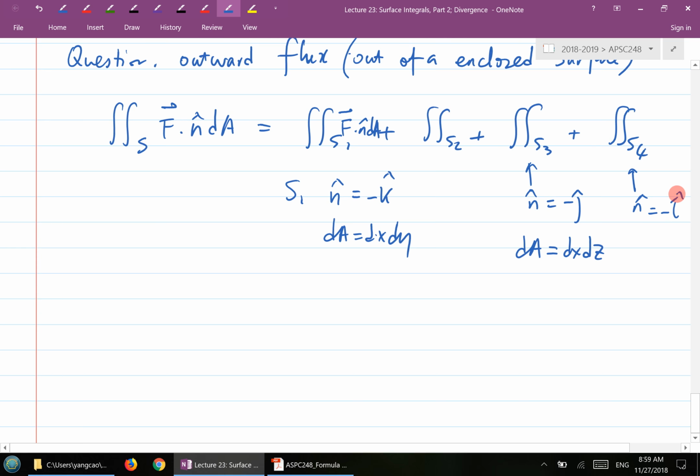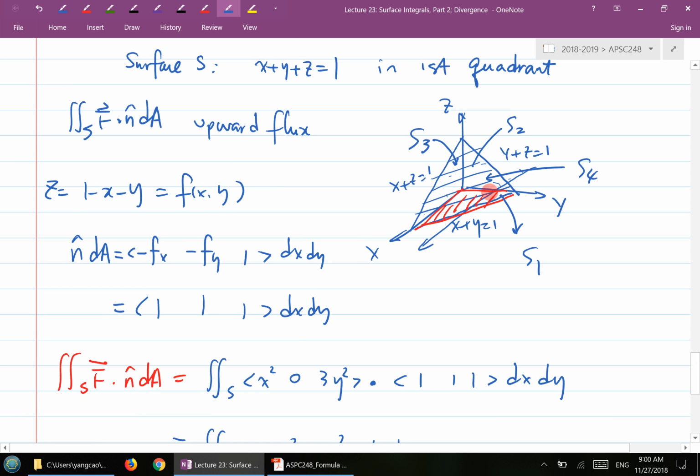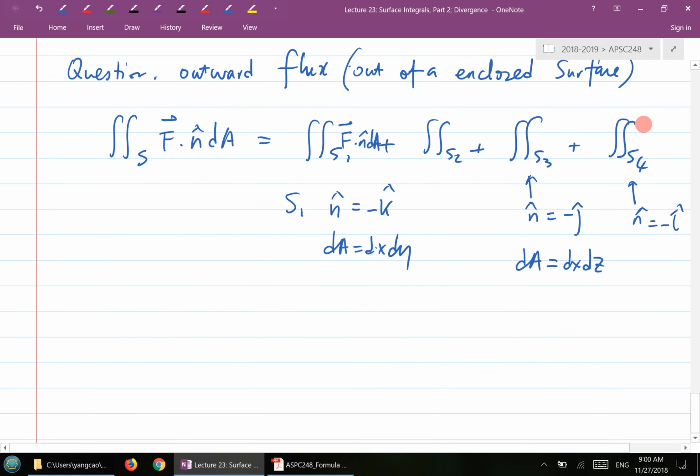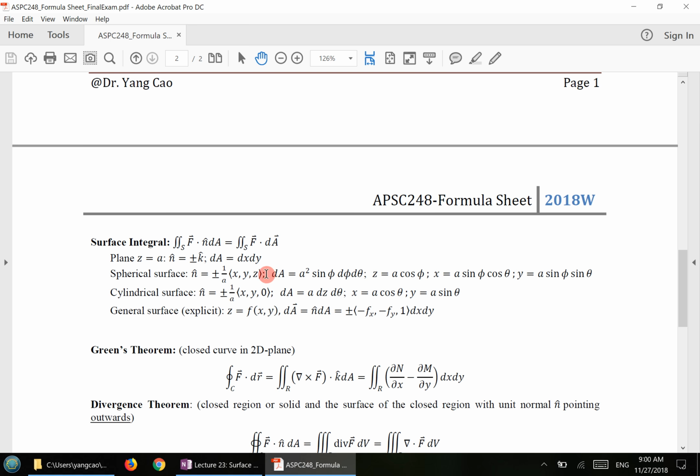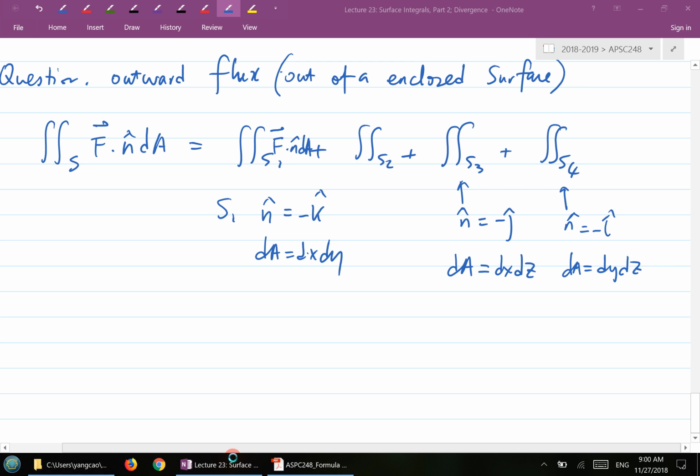For S4, that's this plane here. In the outward direction, that will be negative i hat. And then dA, it's in the ZY plane, so dy dz. So that's an easy extension, right? So try not to be too rigid and say, oh, I don't have the formula. Well, it's basically the same idea if you have a surface integral that requires that kind of surface.